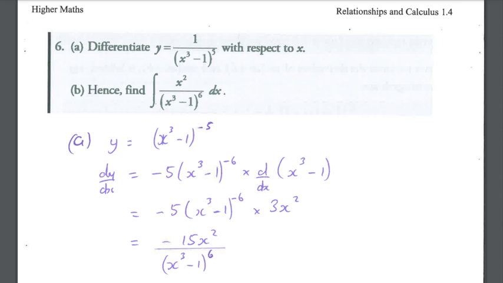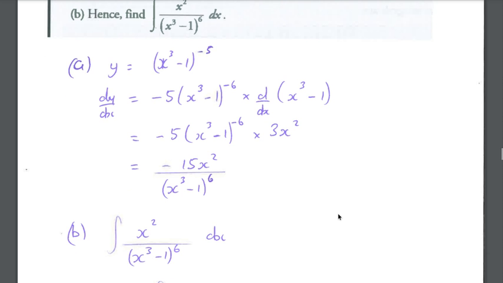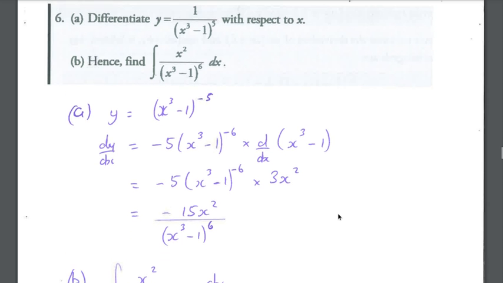So part A, bracket to the negative 5. So dy/dx equals negative 5 bracket to the negative 6 multiplied by the derivative of the bracket. So if we differentiate this bracket, we get 3x squared. So that'll be negative 5 multiplied by 3x squared, so negative 15x squared. And it's bracket to the negative 6. We'll move that down to the denominator: negative 15x squared over bracket to the power 6.